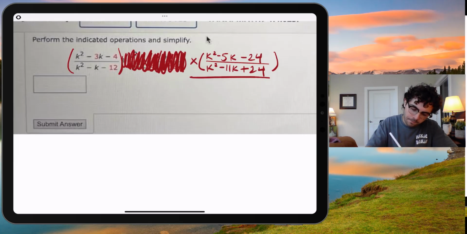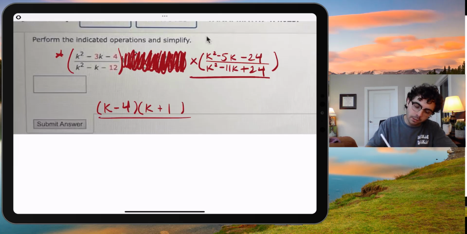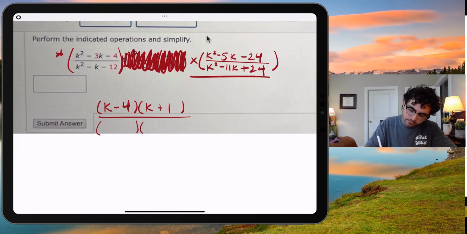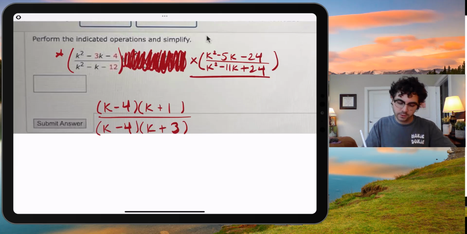So starting with upper left, k squared minus 3k minus 4. Two factors, multiplying to negative 4, adding to negative 3. We have minus 4 plus 1. Let's keep it going. Below that, we have k squared minus k minus 12. So k minus 4 plus 3, multiplying to negative 12 but adding to negative 1.